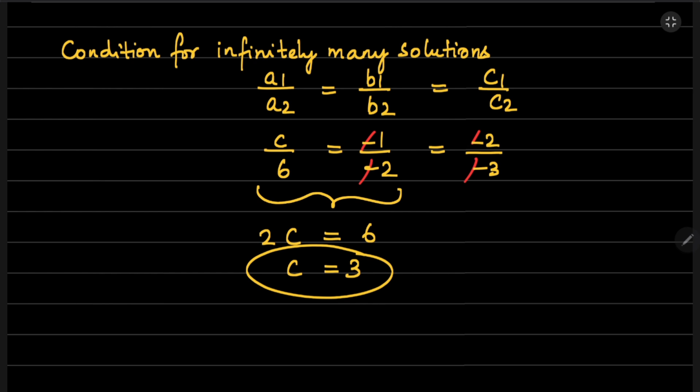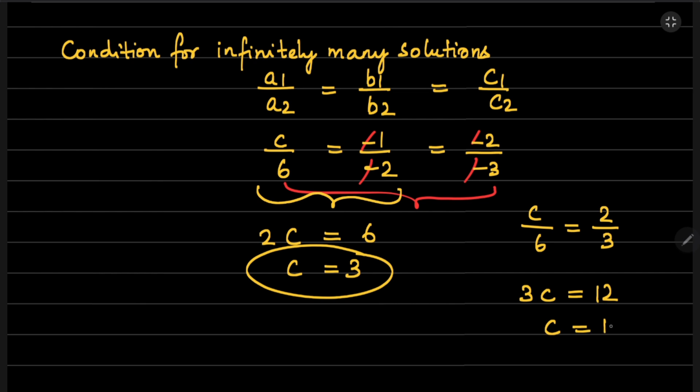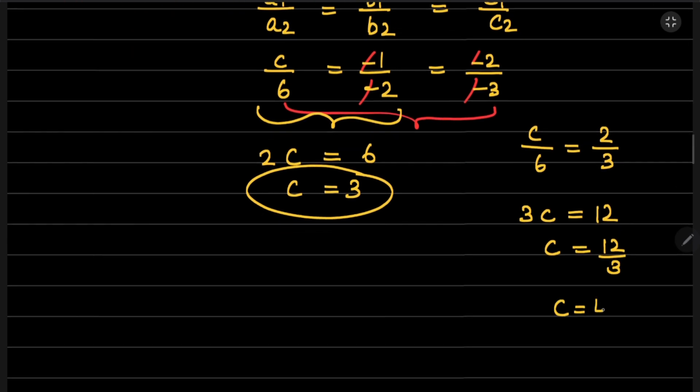Now let us take the first and the third ratio in order to check the value of C. So you are taking C by 6 is equal to 2 by 3. Cross multiply, you have 3C equal to 12. C is equal to 12 by 3, which is C is equal to 4.